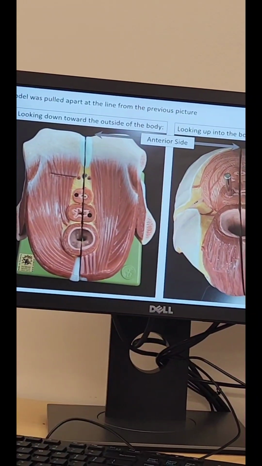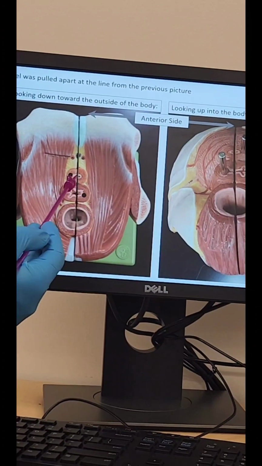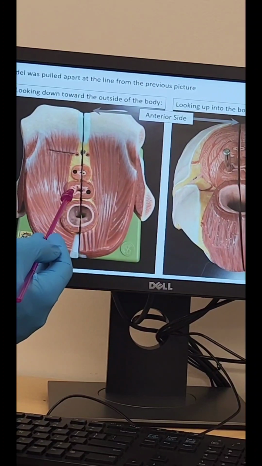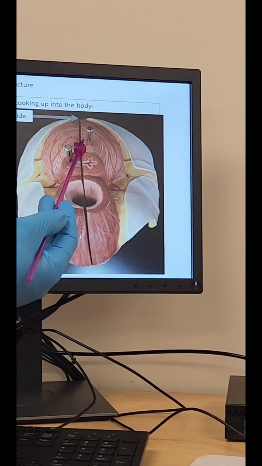So if you look at it, as I said, the anterior-most is the urinary system, this is the urethra, the middle is the reproductive, that's the vagina, and this is the rectum or the anus. Yes, guys? Okay.